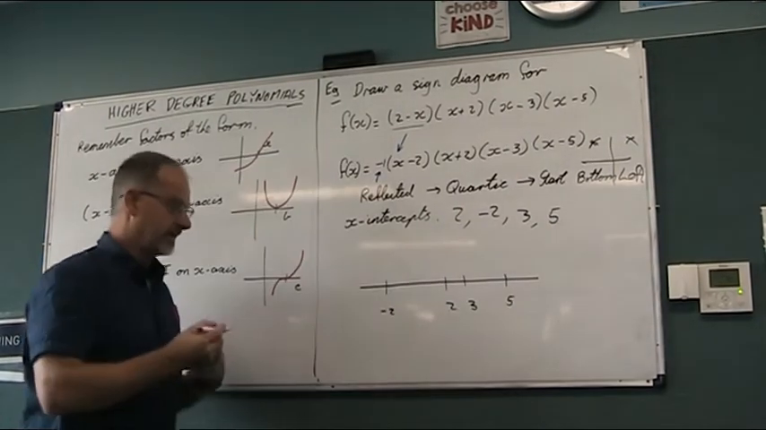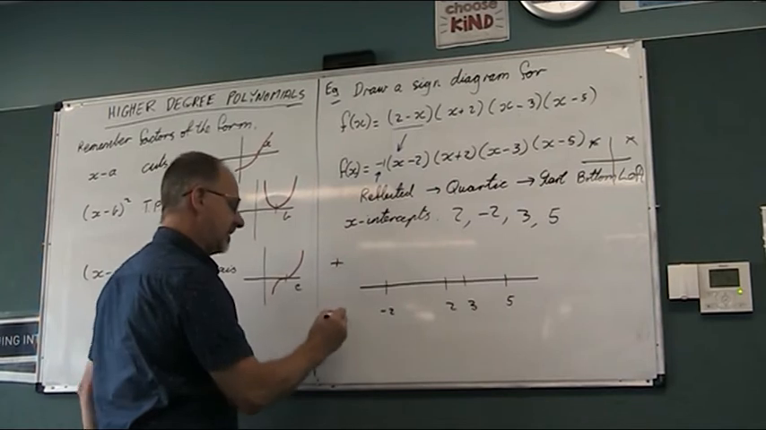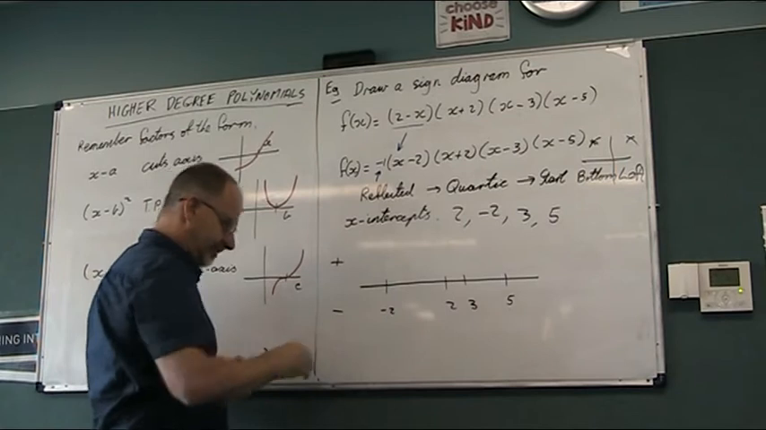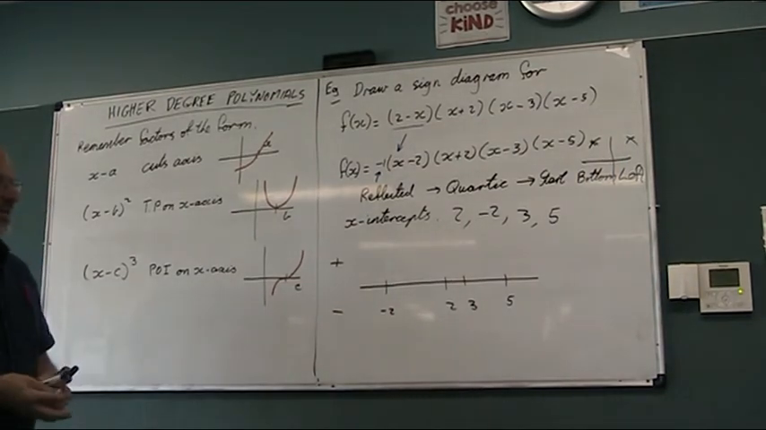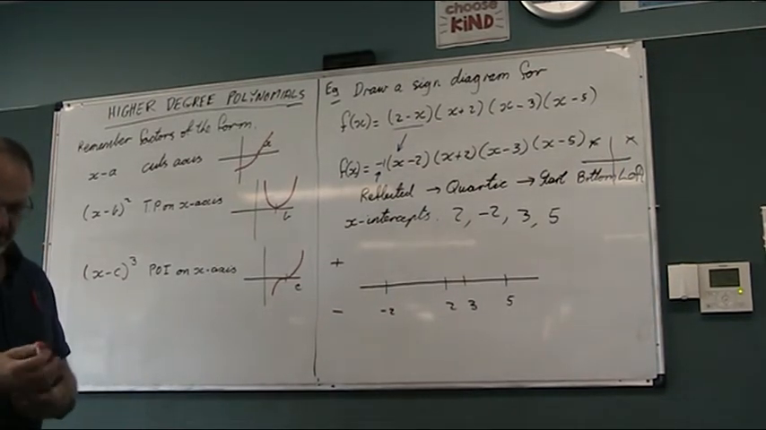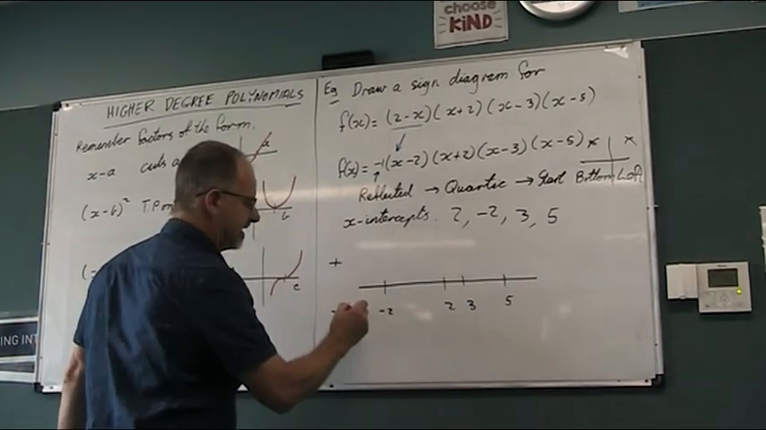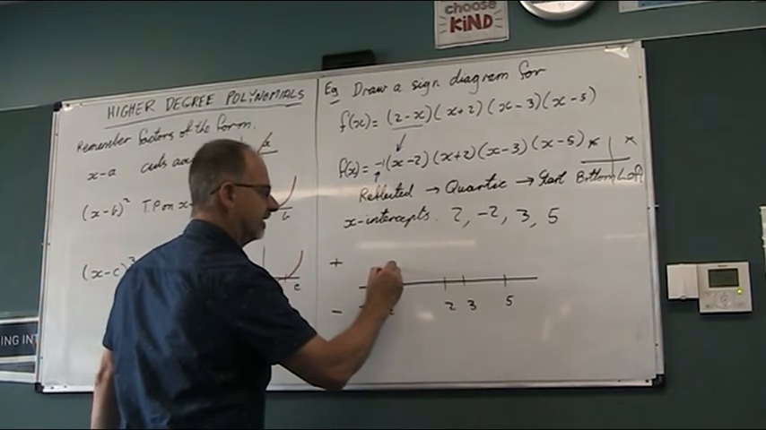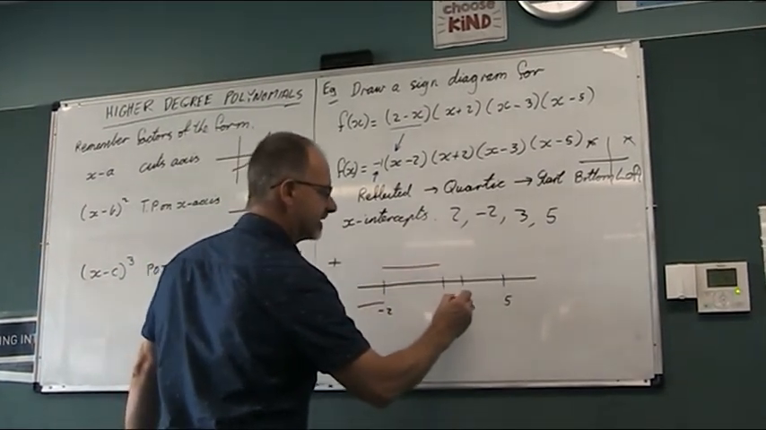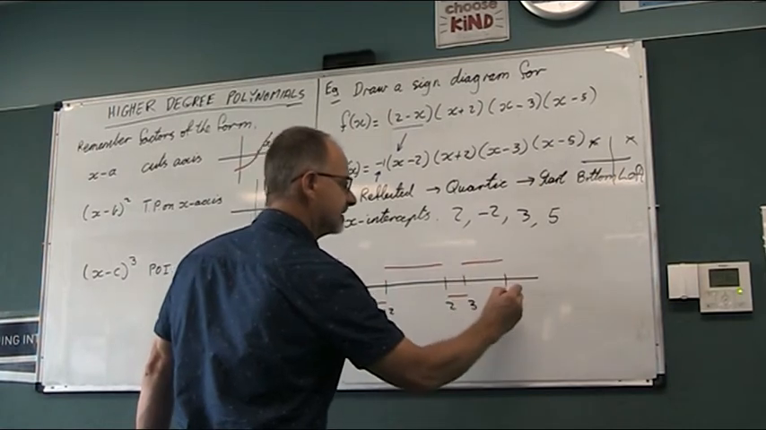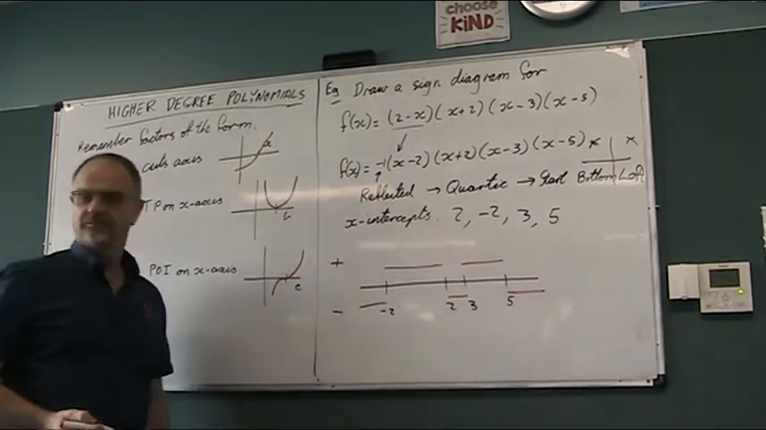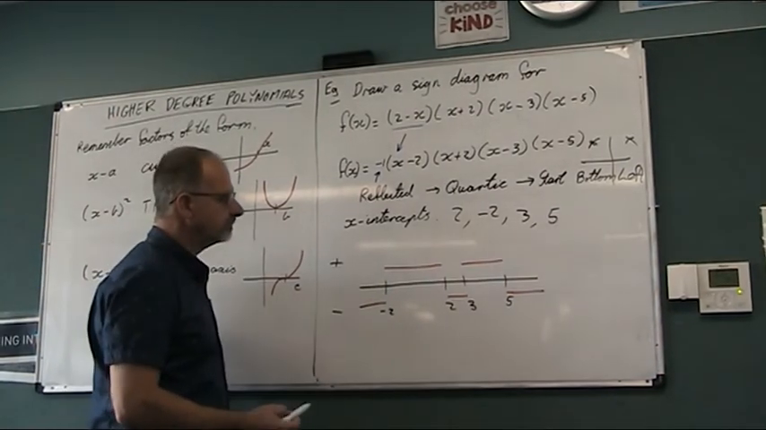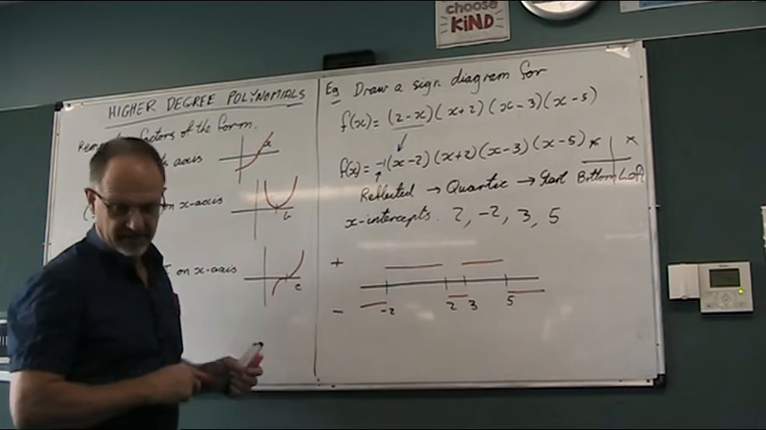And there they are. Positive up here, negative down there. So remembering positive means it's above the x-axis, negative means it's below. And we are starting bottom left. So if we're starting bottom left, we're starting down here. And then there's no repeated factors, so each time it gets to an x-intercept, we'll cross. So there's our sign diagram.